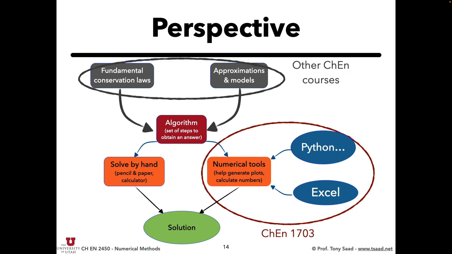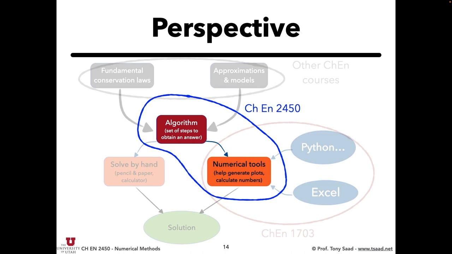Numerical methods lives over here. All chemical engineering courses will teach you conservation laws, approximations, and models. 1703 will teach you how to write a function in Python, in Excel, how to solve, how to plot, how to do things, right? Numerical methods lives here in between. We're going to assume that we know the formula for something.